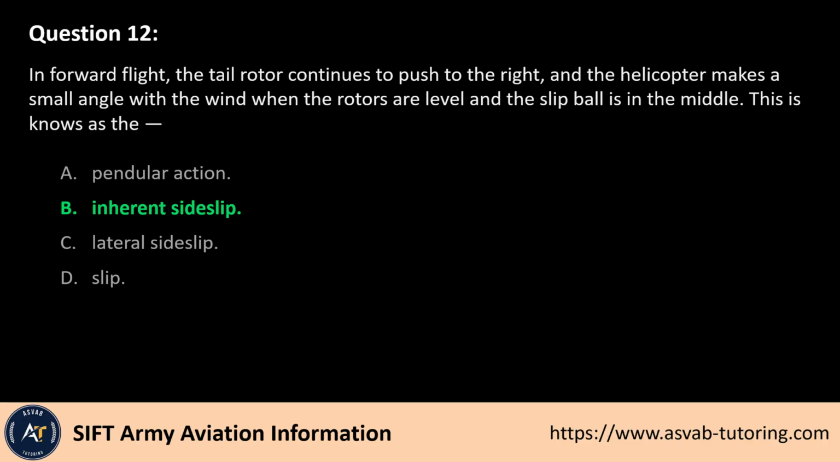In forward flight, when the tail rotor continues to push to the right and the helicopter makes a small angle with the wind while the rotors are level and the slip ball is centered, this is known as inherent side slip. This condition arises due to the rotor's thrust vector and the aerodynamic forces acting on the helicopter, causing a slight yaw to one side. The other options describe different aerodynamic phenomena or actions.